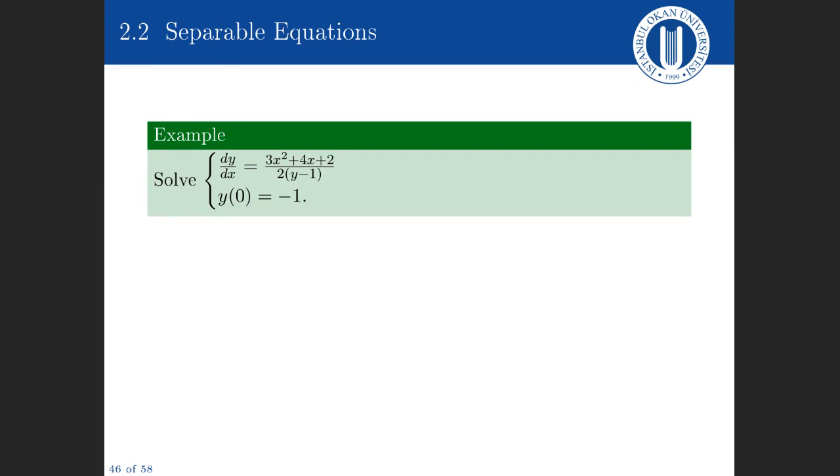Now that I've explained why the method from yesterday and, in inverted commas, the proper method or the correct method are basically the same, we can use whichever one we want to use. Solve dy/dx is equal to (3x squared plus 4x plus 2) divided by (2y minus 1) with the initial condition y of 0 is equal to minus 1.